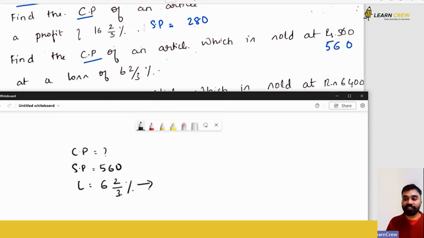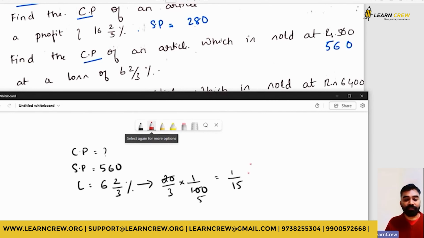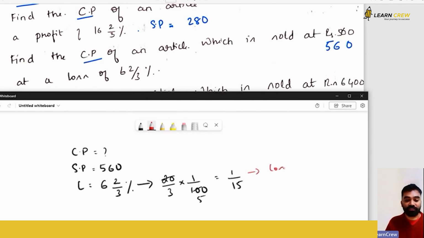So it becomes 6 into 3 is 18, 18 plus 2 is 20. 20 divided by 3 into 1 divided by 100. So this becomes 25 times. It becomes 1/15. If this is 1/15, this becomes your loss and this becomes your cost price.